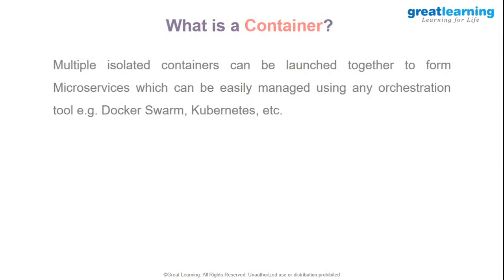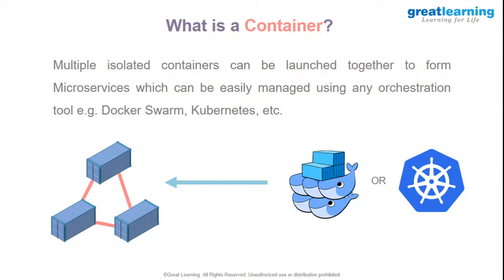All right, so when you talk about containers, you can have multiple isolated containers that can be launched together to form something called microservices. So you have a microservices architecture where you have multiple containers forming one single application. Now they're normally managed by services such as Docker Swarm or Kubernetes. You don't have to worry about them right now. We'll talk about them in future sessions.